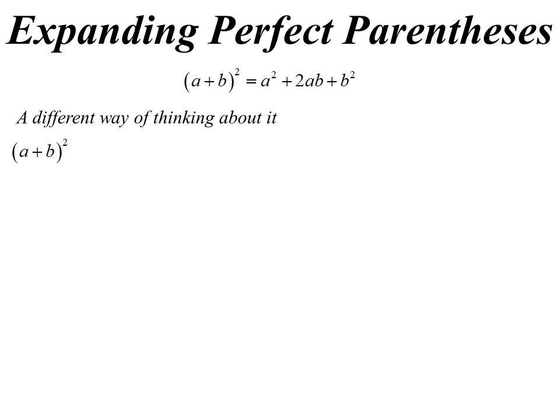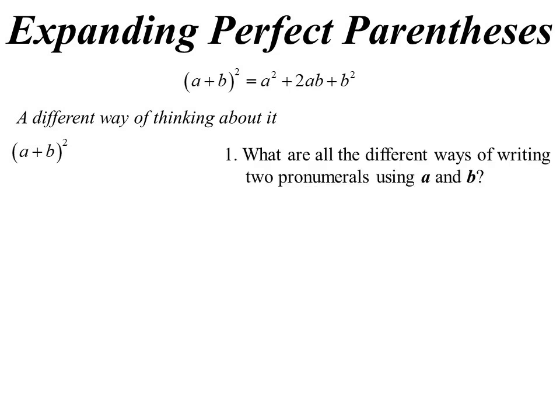So I could start this way. I said, well, what are all the different ways of writing two pronumerals, and I'm only going to use the letters a and b? How could I do it? I could write a squared, because that would be a times a, there's two pronumerals. I could write b squared, that's b times b. Or I could write a times b, but that's pretty much the only pattern that I could have.